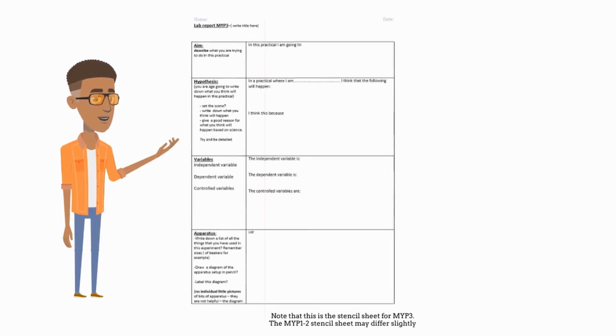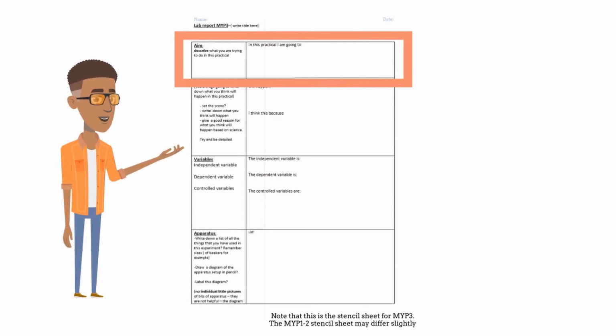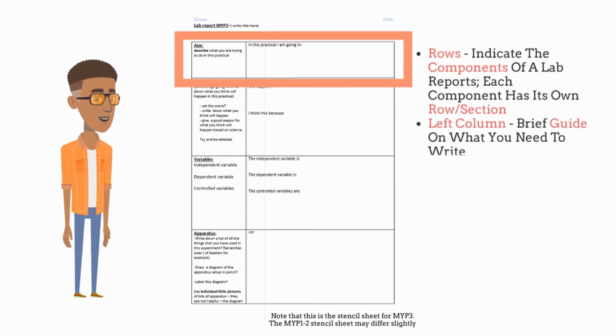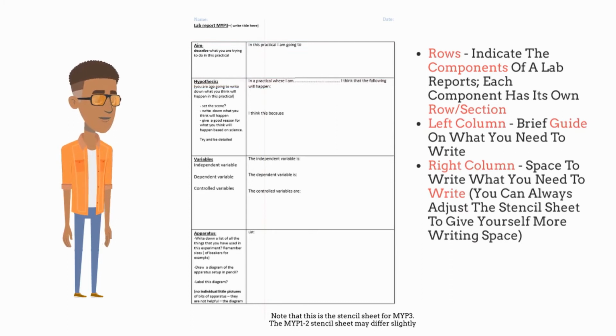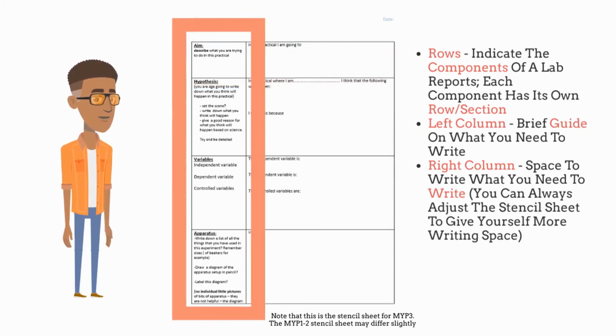The lab report sheet. The lab report stencil sheet is divided into separate sections or rows. Each section represents a different component of a lab report. For example, the uppermost section on the first page of the stencil sheet is where you need to write your aim. Now, you may also have noticed that the stencil sheet is divided into separate columns. In the left column of the stencil sheet, you can see a brief guide on what you need to write for each lab report component. In the right column, you are given space to write what you need to write.